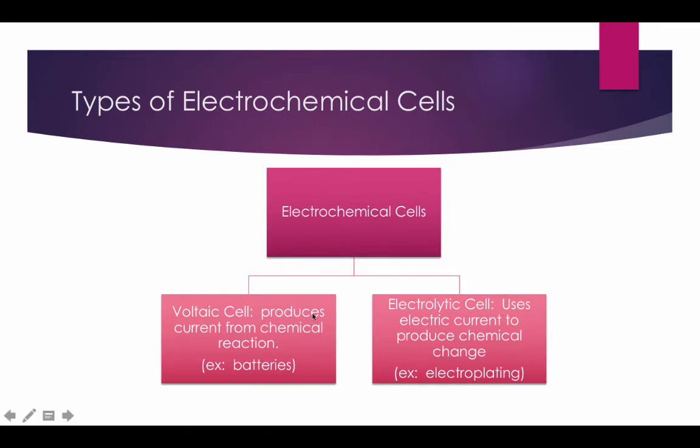The first is voltaic cells. These are cells that produce current from a chemical reaction. A battery is the most common example of a voltaic cell. It uses a chemical reaction to produce electrical current.